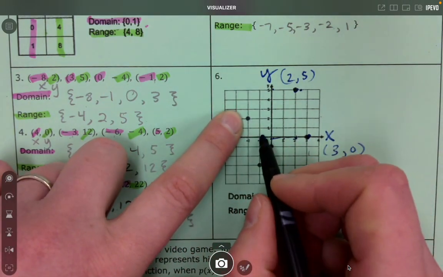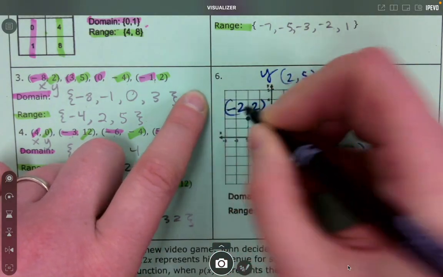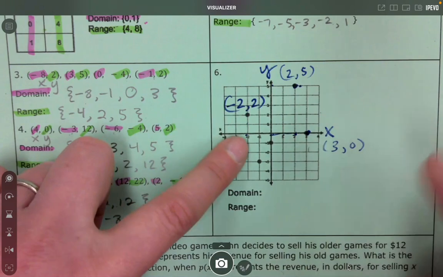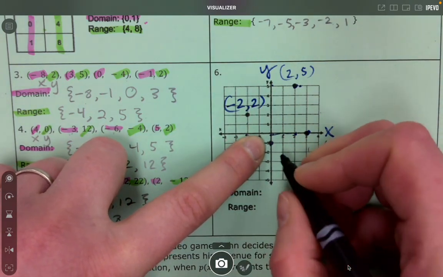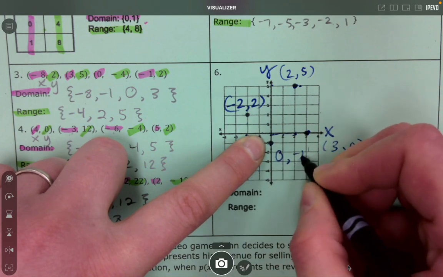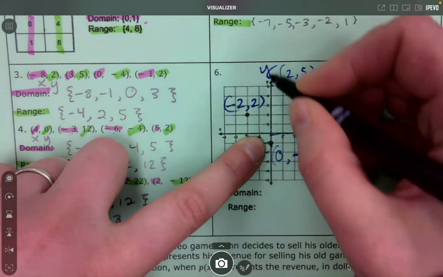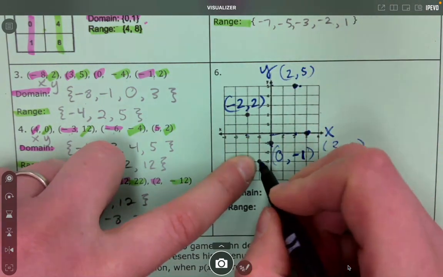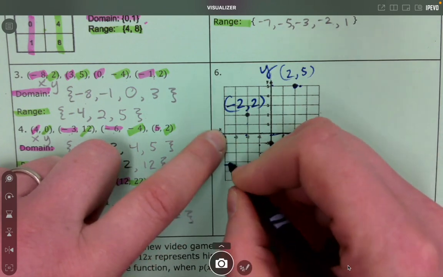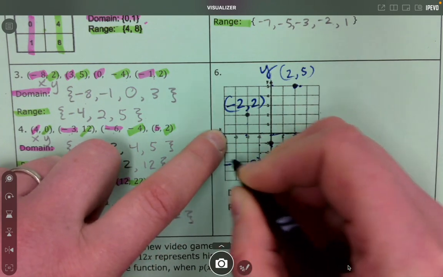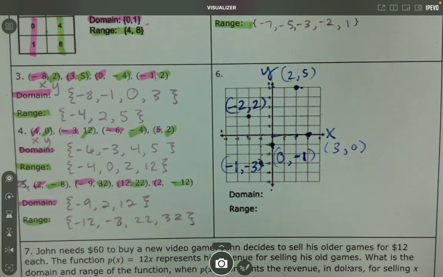This point right here is -2 and up 2. Trying to use marker on this so it's really clear. This point right here is down 1 from the middle, but I didn't go right or left. So it's going to be 0, comma, -1. The -1 is the y value because it's -1 on the y-axis. This last one here is -1 and then down 1, 2, 3. So -1, -3. All right, now that we've got this done, let's go back and look at domain and range.